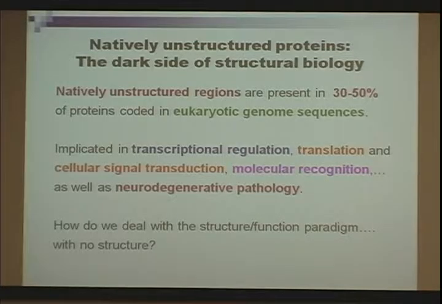So that was an example of functional dynamics. Now I'm going to talk about natively unstructured proteins and show how AMD can be used as a robust 3D sampling approach. We don't usually talk about natively unstructured proteins, mainly because X-ray crystallography isn't any good at looking at them. But if you actually start going through what these things do, they're actually quite important. They're involved in transcriptional regulation, translation, cellular signal transduction, molecular recognition, neurodegenerative pathology, and I start running out of colours.